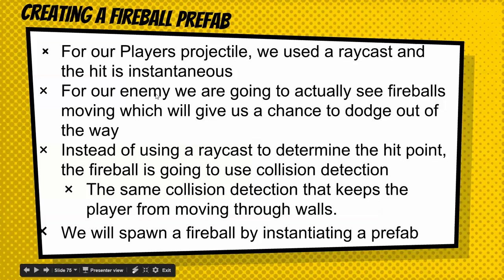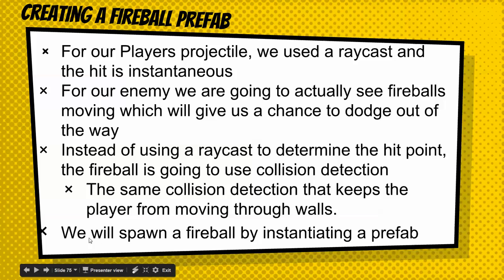For our enemy, we're going to actually shoot fireballs, and the hits aren't going to be automatic. The fireballs are actually going to move and give us a chance to dodge out of the way. We're still going to use a raycast a bit, but not in the same way. Instead of using a raycast to determine the hit point, the fireball is going to have collision detection, just like our guy has, in the same way our main player can't walk through walls.